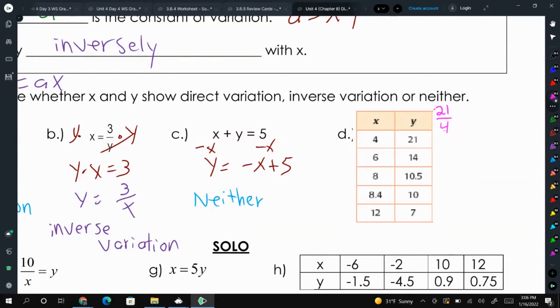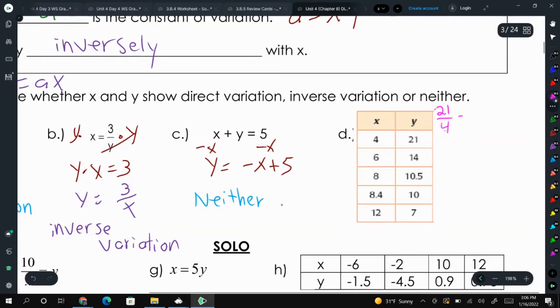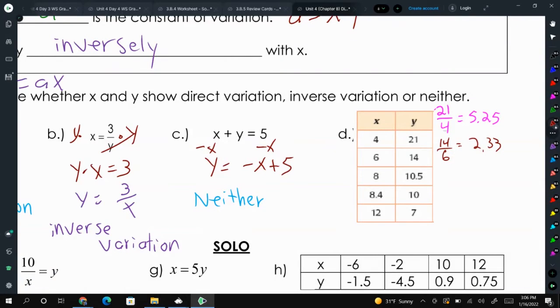So 21 over 4 is 5.25. And 14 over 6, we want to see if that is equal to 5.25, but it's equal to 2.33. So it's not direct variation. So now let's check for inverse.